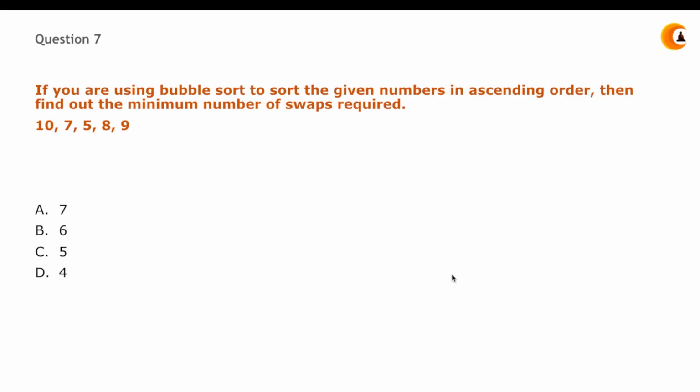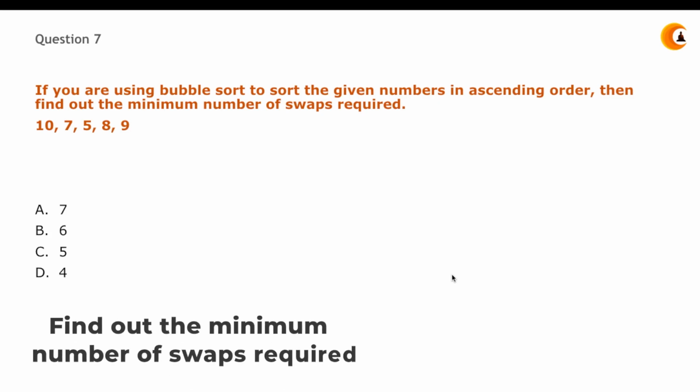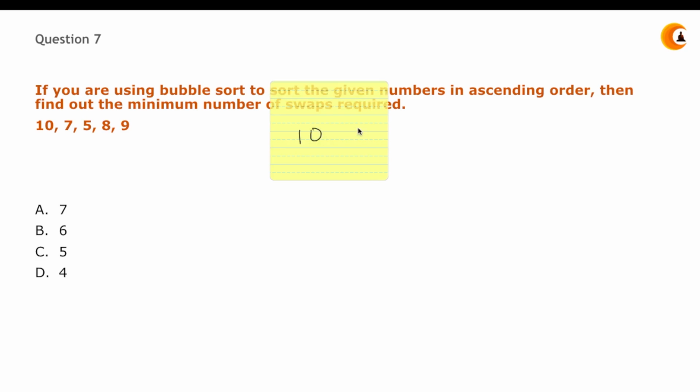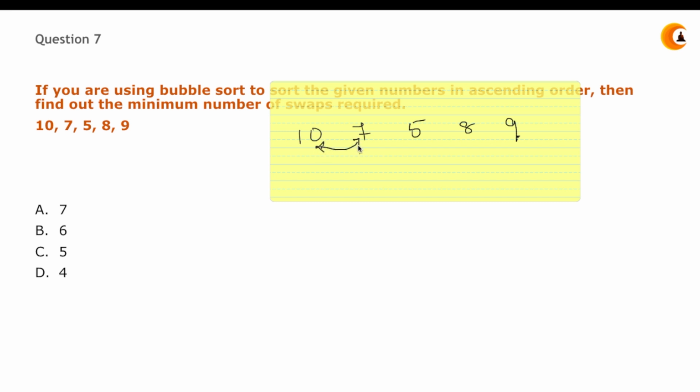Okay. So it's saying if you're using a bubble sort to sort the given numbers in ascending order, then find out the minimum number of swaps required. So this is our initial array, or the list of numbers that we have, and we need to sort it in ascending order. What does bubble sort do? It simply checks whether this number is greater than this or not. If it is, then swap it. It is greater than this, so the first swap will look something like this.